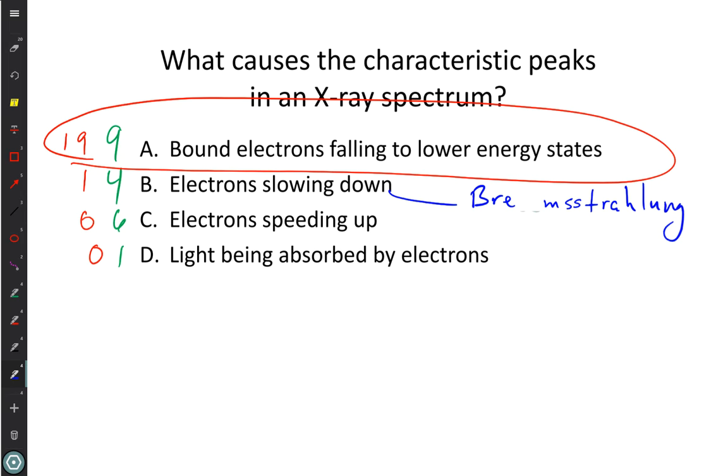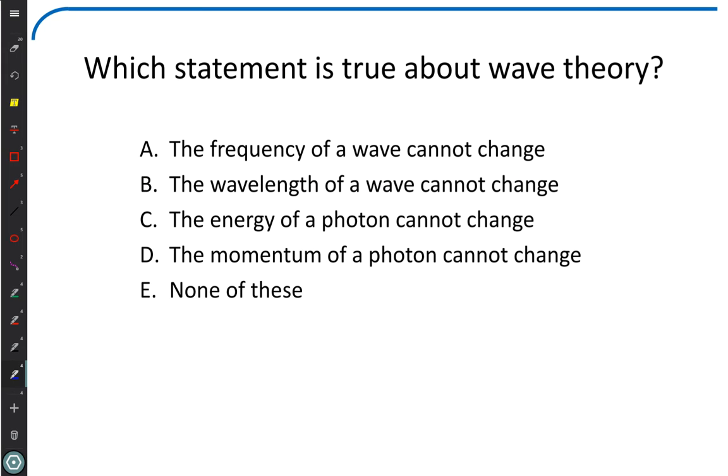Electrons speeding up. Would that produce radiation? It will, because anytime you have a charged particle accelerating, it produces radiation. But in our X-ray process, we have nothing to speed up the electrons. Hence, we're not going to have that. That would be a reverse Bremsstrahlung. Okay, next question.